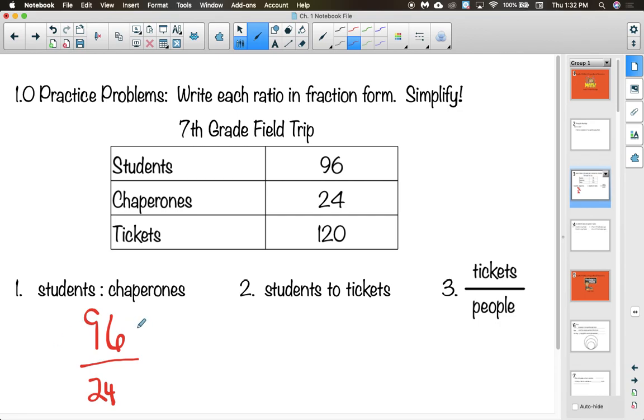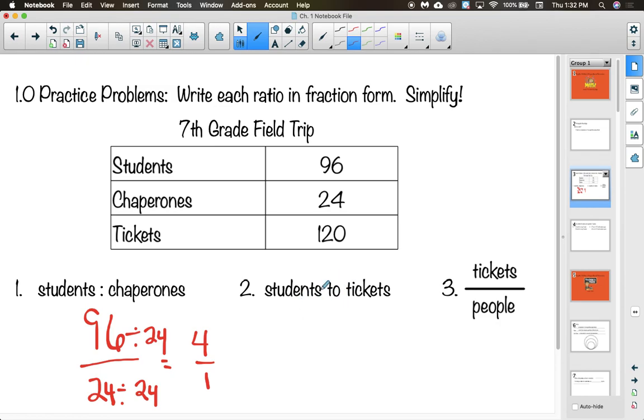What we do have to do is simplify out the common factors. So I can actually divide 96 and 24 both by 24. And I get 4 to 1. Again, I know you're not happy with that. I know you want to hide the 1. Don't. If it is a ratio, we need to have two values. We'd be comparing two different quantities. So there's my final answer for students to chaperones.